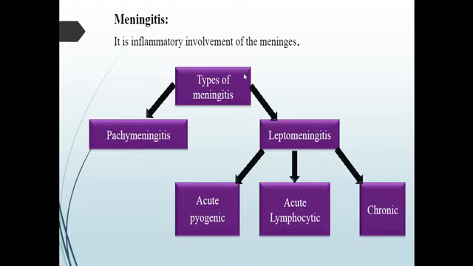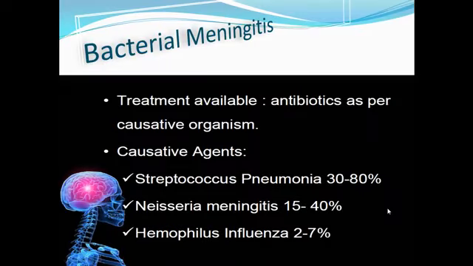So if we classify meningitis simply, the types are pachymeningitis and leptomeningitis. Leptomeningitis is again divided into acute pyogenic, acute lymphocytic, and chronic. And what is bacterial meningitis? The causative agents are Streptococcus pneumoniae, 30 to 80%, Neisseria meningitidis, 15 to 40%, and Haemophilus influenzae, 2 to 7%. Whenever we think of meningitis caused by bacteria, we should remember that these three organisms can cause bacterial meningitis.